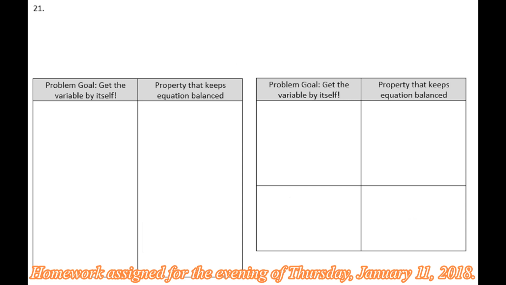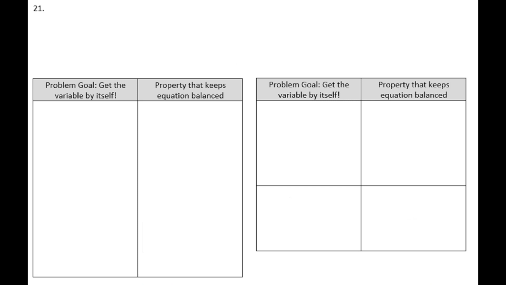This is the homework assigned for the evening of Thursday, January 2018, which also happens to be my sister's birthday, but that's beside the point.